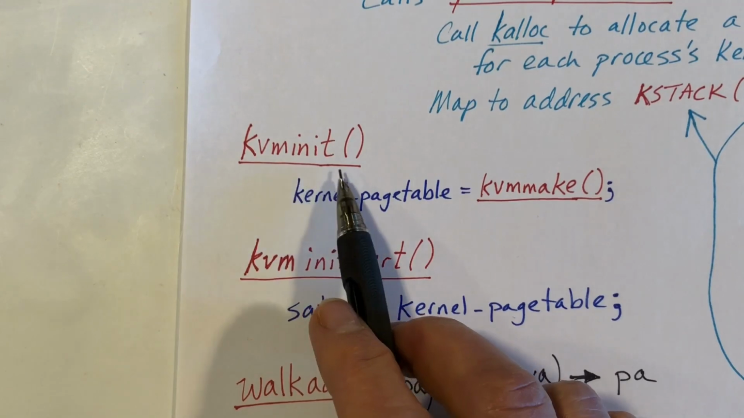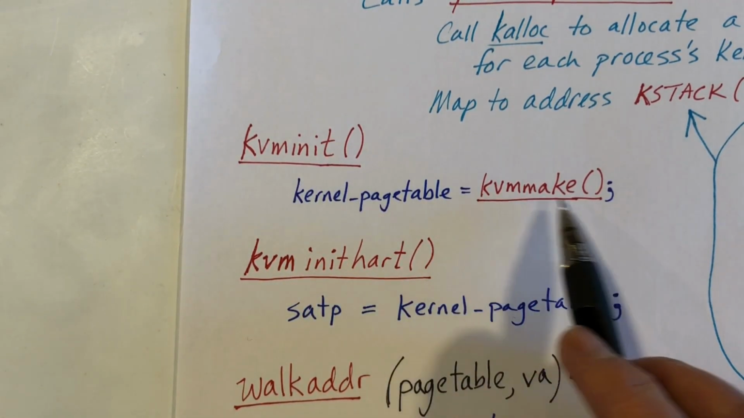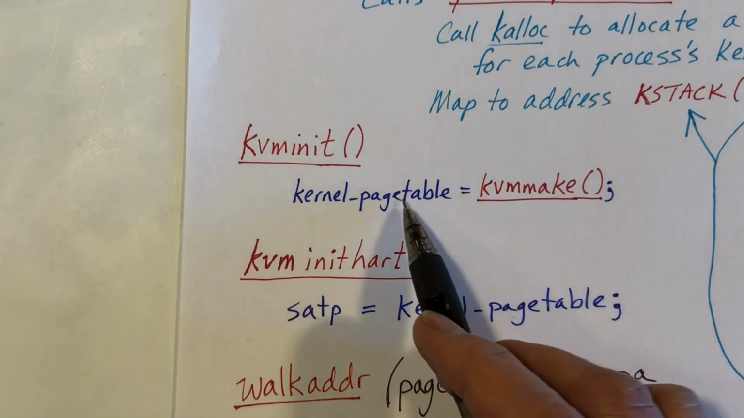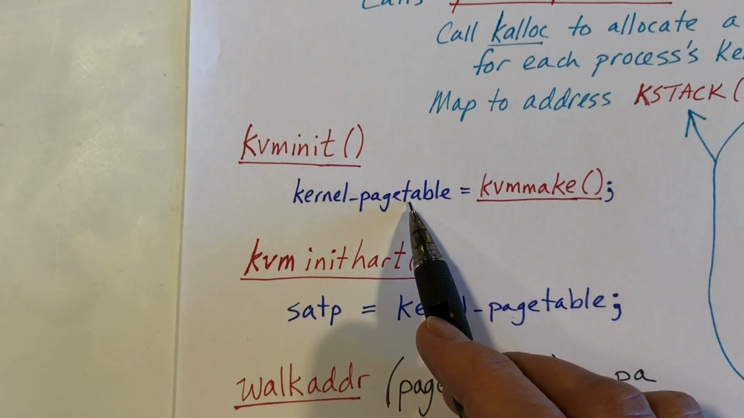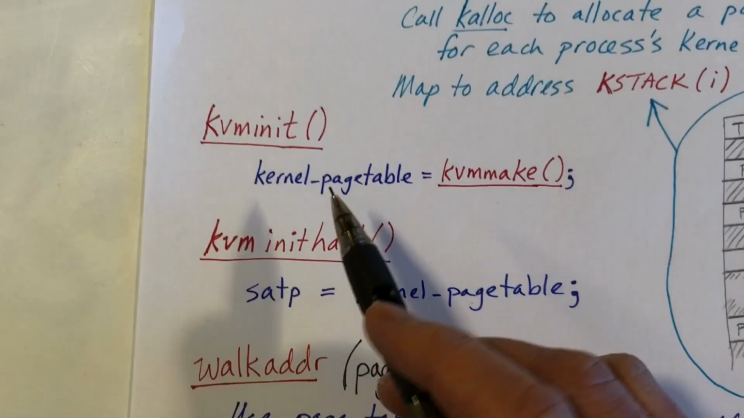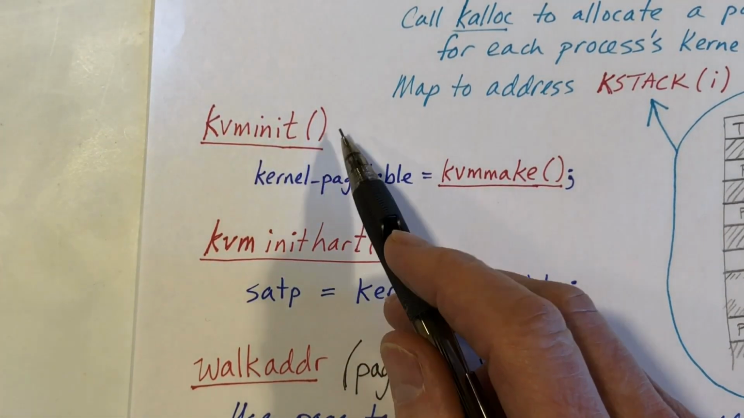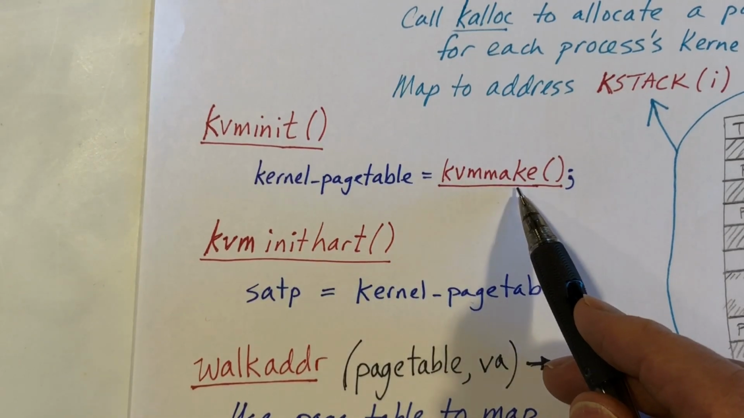The function kvminit will call uvmmake to create the page table for the kernel, and it will assign it to some global variable, kernel_pagetable. This function is called during initialization by core 0 to create the page table for the kernel.